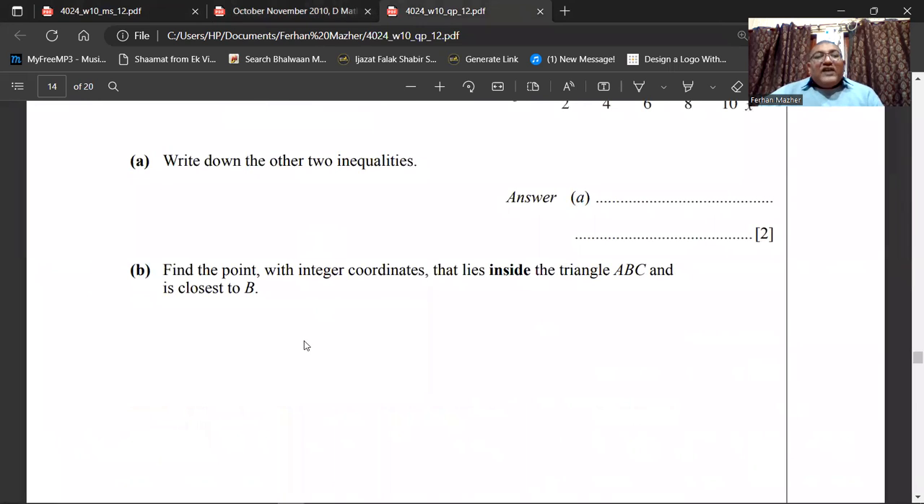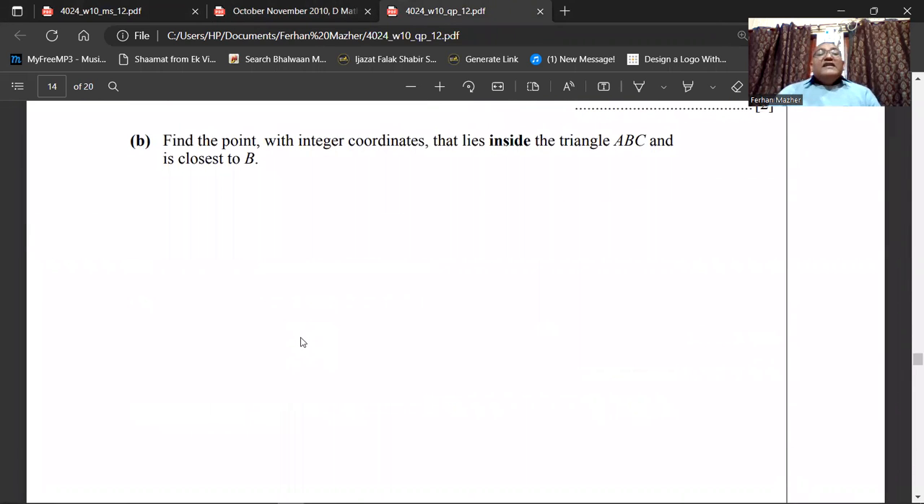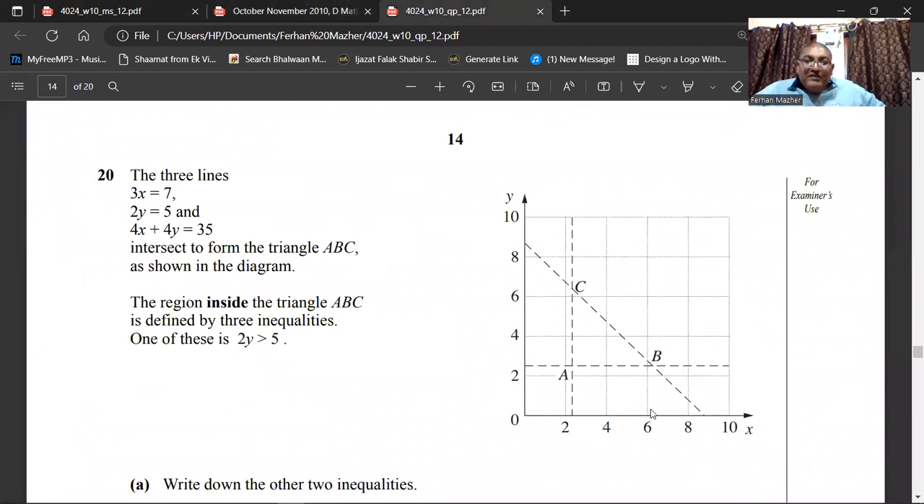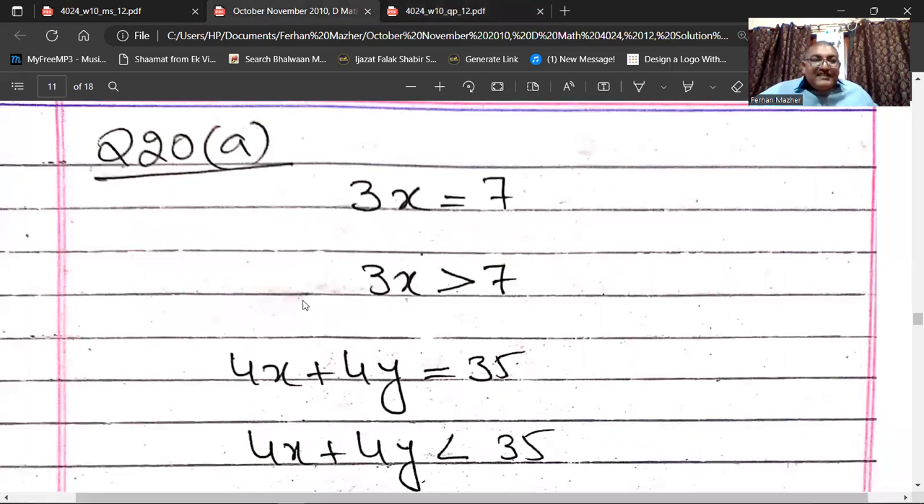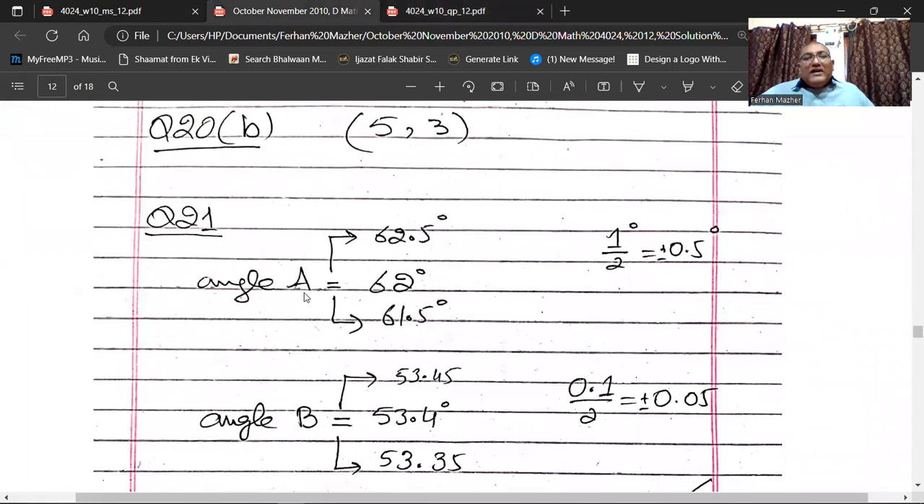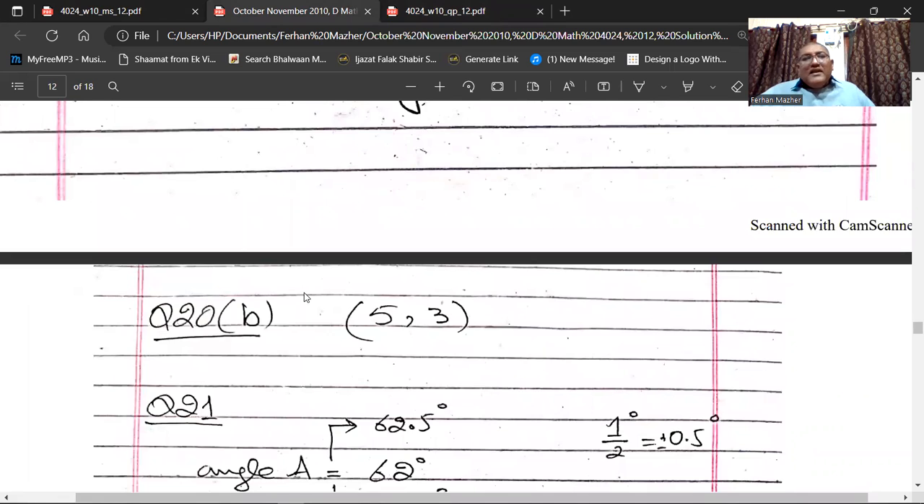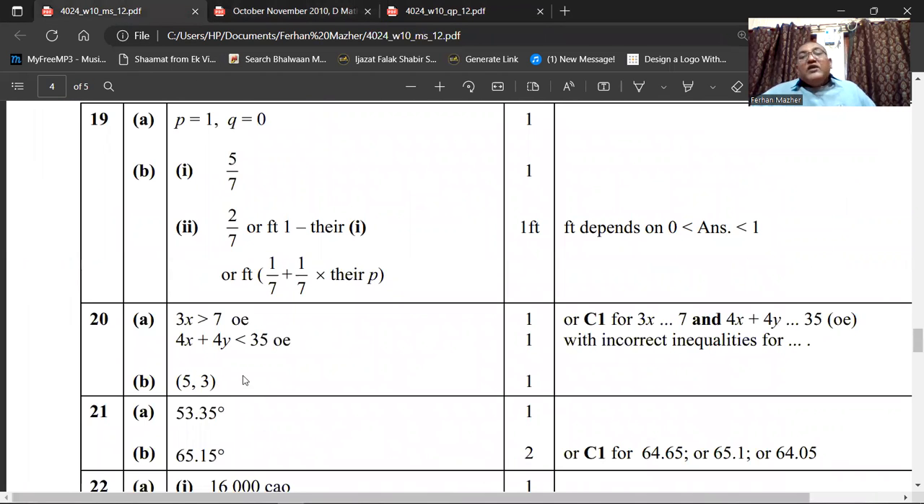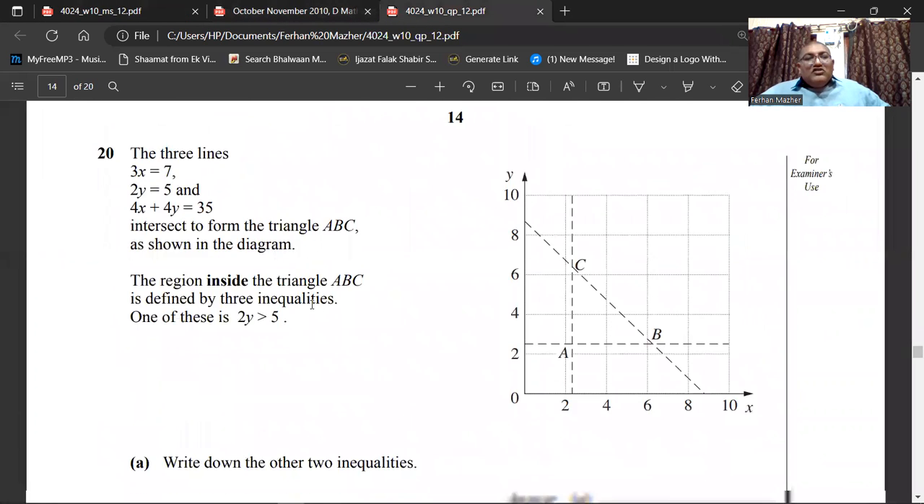In the next part, he says, find the point with the integer coordinates that lies inside the triangle ABC and is closest to B. Okay, closest to B will be the point here. This point is 5, 3. So my answer is the closest point is 5, 3. So our answers are right.